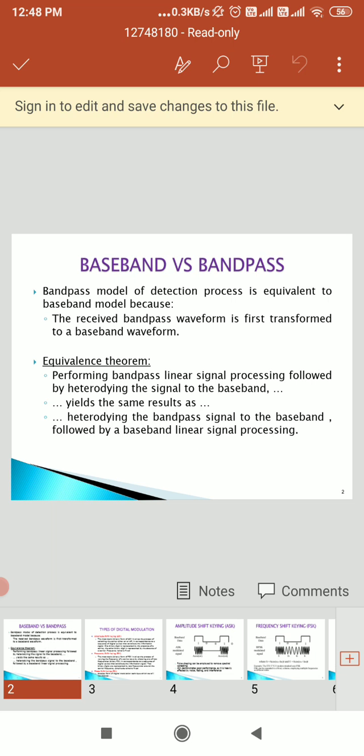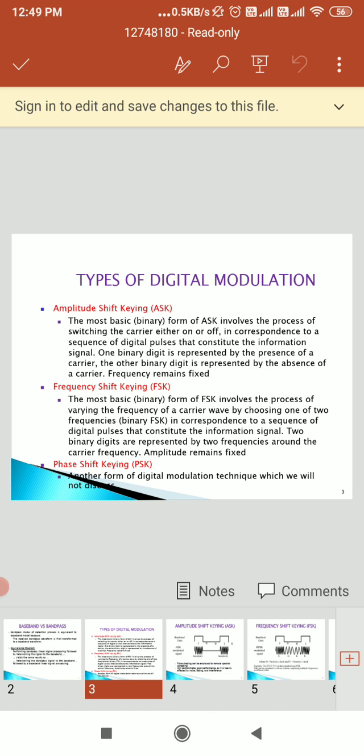When we take the received band pass waveform, it will first be transformed to a baseband waveform. We can take the equivalence theorem: performing band pass linear signal processing, followed by heterodyning the signal to the baseband, will yield the same result as converting the band pass signal to the baseband, followed by baseband linear signal processing.